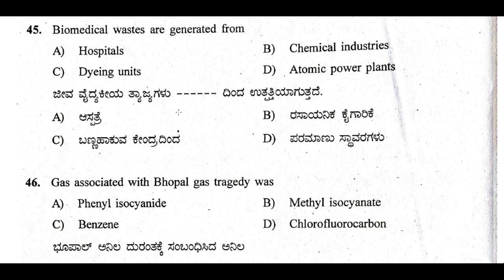A recent study classified the medical waste into the waste generated by clinics, hospitals, maternity centers, clinical laboratories and basic health units, but very little information was provided for the medical waste generated by individual houses. So biomedical waste is generated mostly from hospitals, not from chemical industry or atomic power plants or dyeing units. So hospital is the right answer, option A.